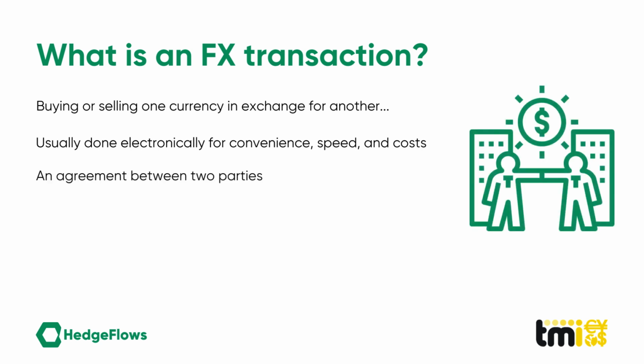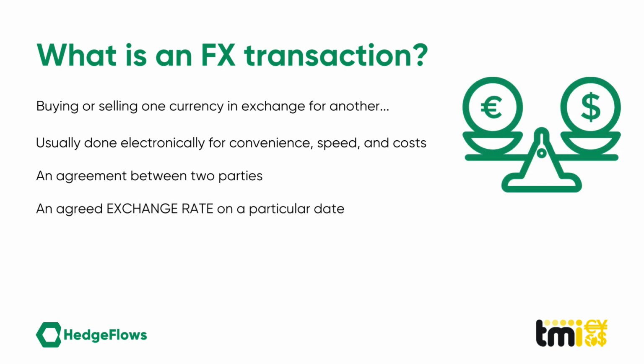A typical FX transaction is an agreement between two parties to exchange a specific amount of one currency for another at an agreed exchange rate on a particular date. Called a value date, this date is when the actual flow or exchange of electronic funds in the two currencies takes place. FX transactions can have an explicit or implicit exchange rate, a rate at which a unit of one currency is converted into another.